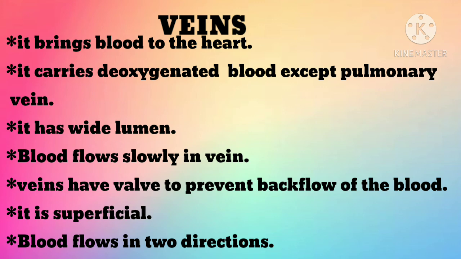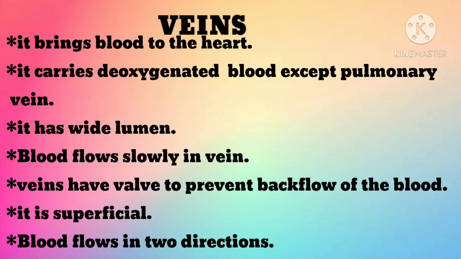In the case of veins, blood flows slowly because it has to go against gravity. So that is why it moves very slowly in the veins. Veins have valves to prevent backflow of the blood. As I just told you, in veins blood flows against gravity, so it could happen that blood would flow backwards in the system. To prevent the backflow of the blood, the veins have valves.